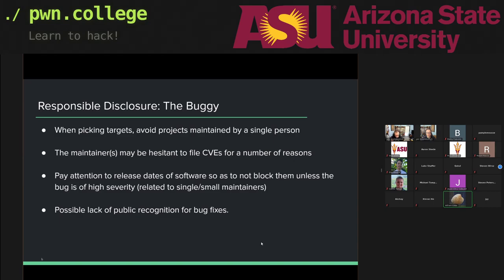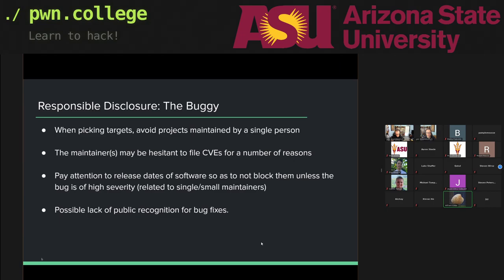Something that we also have to do is pay attention to release dates for these smaller projects. Something that we ran into, and it was just an unfortunate consequence, was that when we filed our issue on GitHub, it was the night before they had decided to do a huge release of their software. And so this blocked them, as it could be a potential high severity bug in their project, and they decided to wait for several days before they received all of the information that we have.